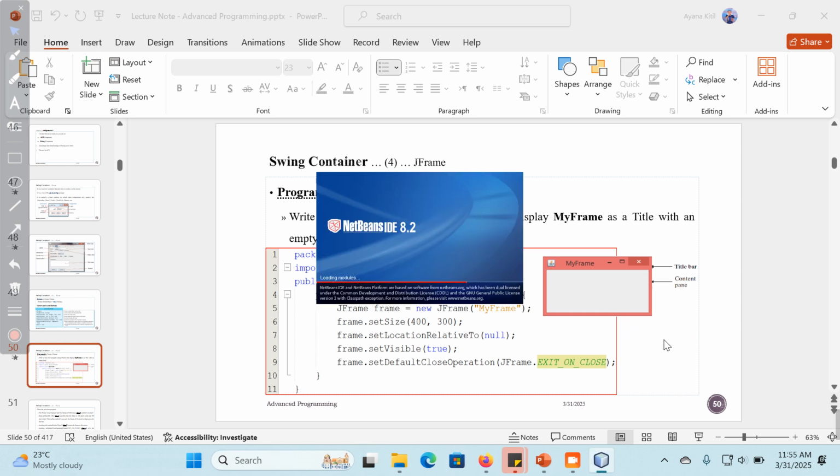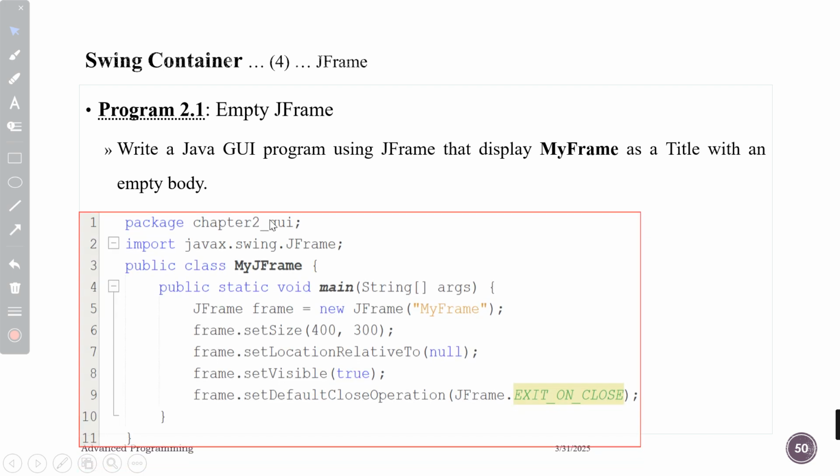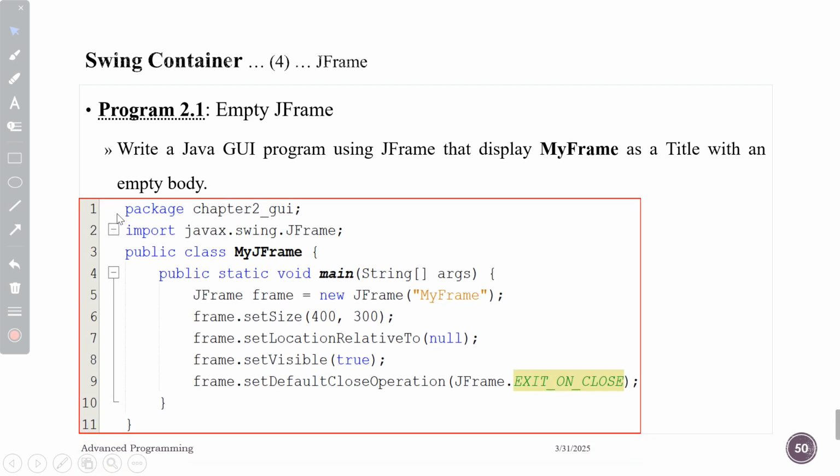So until NetBeans opens, let me explain the code. Here is the code. Any program you create in Java using NetBeans starts from the package. In chapter 2, GUI is the package name. Import javax.swing.JFrame. Public class MyJFrame. This is a class name. In the main method, we create a JFrame object, which is equal to new JFrame.